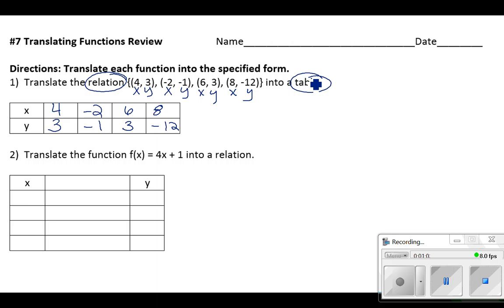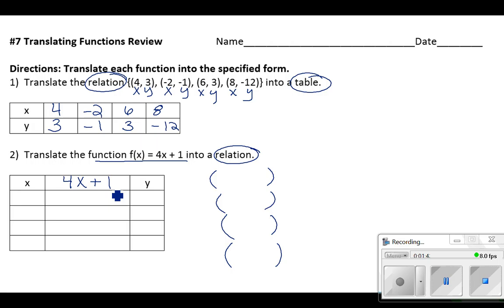Question number 2 says to translate the function f of x equals 4x plus 1 into a relation. So we have the function, which is going to be the equation, and we need to turn it into a relation, which is a set of ordered pairs. So I'm going to put some parentheses over here to remind myself that it's not going to be a table, it's going to be ordered pairs, because that's what a relation is. I have my function table, and I'm going to put in the middle the 4x plus 1. Because that's the equation I'm going to substitute everything into.